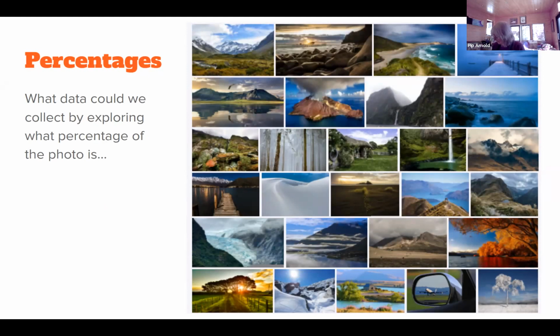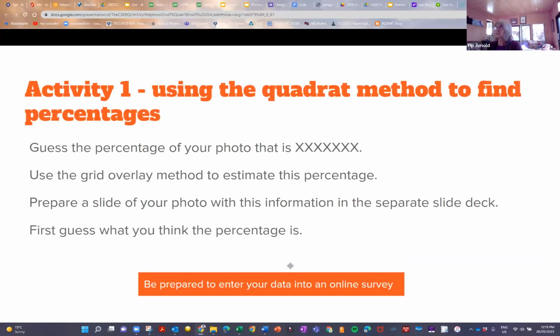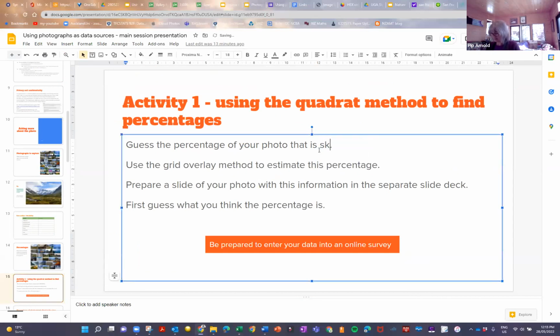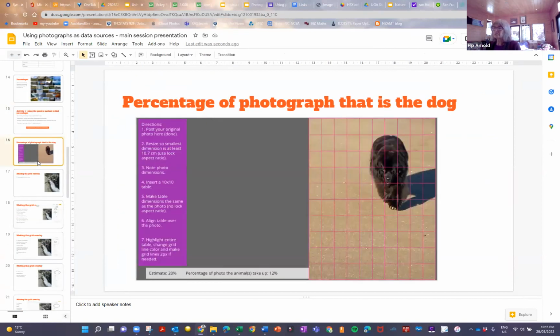Shouldn't be too hard. One of the things we can do to get the percentage is use an activity called the quadrant method, and I'm going to show you that in a moment. We're going to change this to say, what percentage of your photo is sky? And we're going to use the grid overlay method, which I'm going to show you. Let me go through.